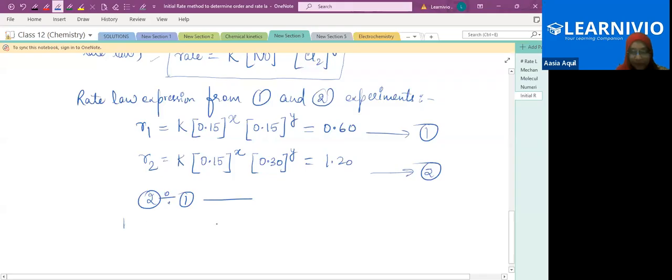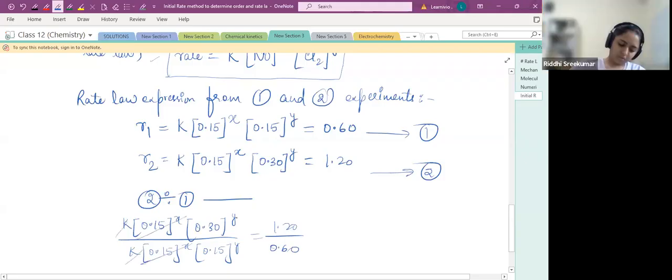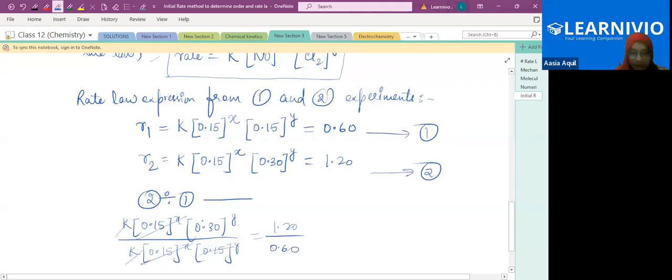Write down k into 0.15 raised to the power x, 0.30 raised to the power y. k into 0.15 raised to the power x, and again 0.15 raised to the power y. 1.20, 0.60, right? All will be cancelled out, right? So 15 ones are 15, 15 twos are 30, right? And see, here this 2 raised to the power y, and here the 1 raised to the power y.